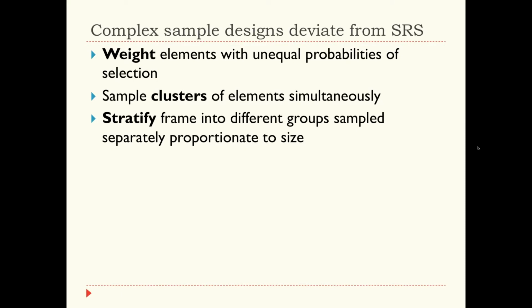Now, generally speaking, the same is probably true for any of you. If you're using some kind of secondary large data set, it will not have a simple random sample. Usually you have at least one of the following, and sometimes all of the following, types of deviations. You might have the need to weight elements to reflect unequal probabilities of selection.